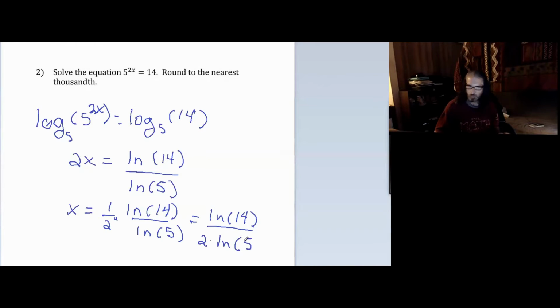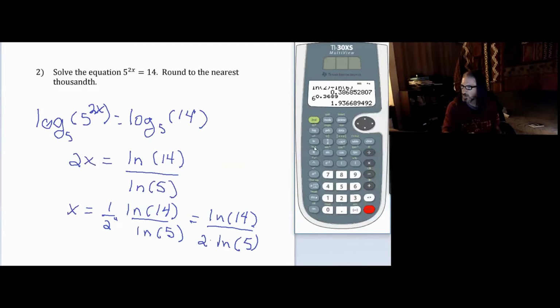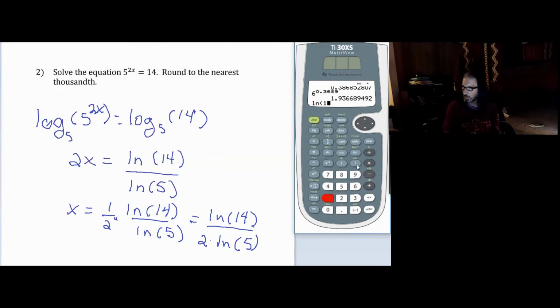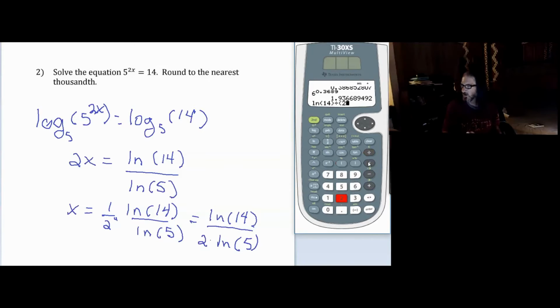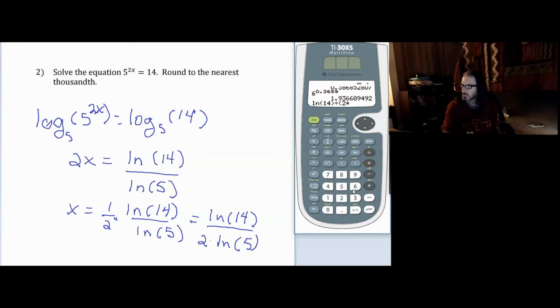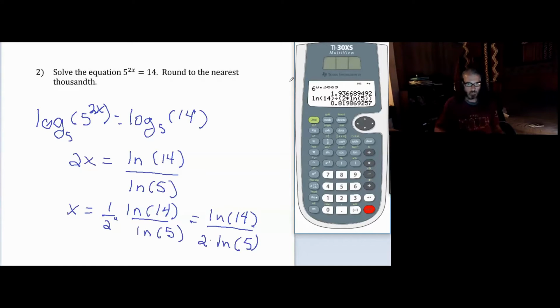I have to be careful putting this into the calculator. I have the natural log of 14, and then when we divide, we're going to want parentheses around the 2 times the natural log of 5, so that the calculator knows this is all in the denominator. Close the parentheses for the logarithm and for the denominator. This one only wants us to go to the nearest thousandth, which is 3 places out. 0.819, but then we've got an 8 after that, so that's going to round that up.